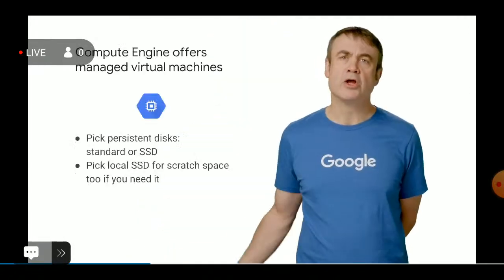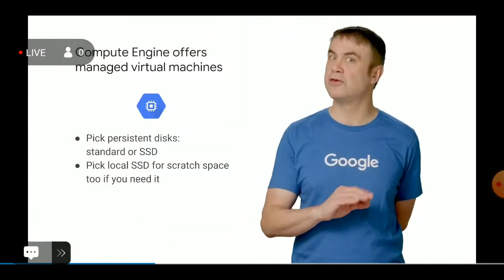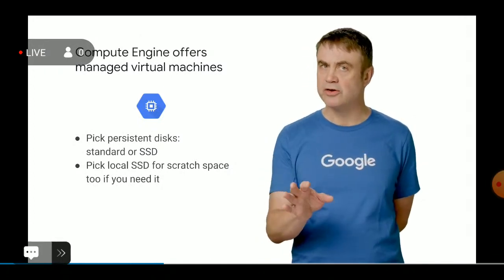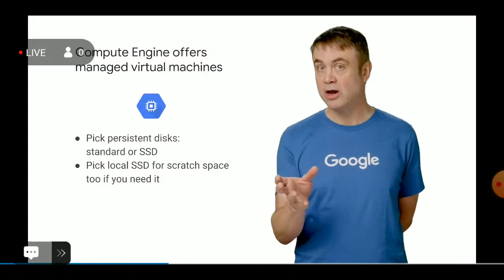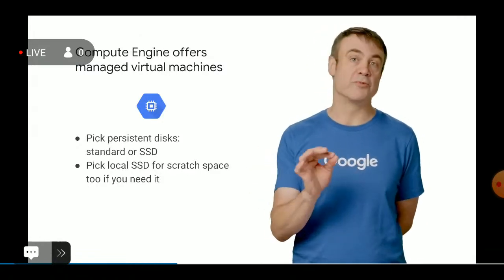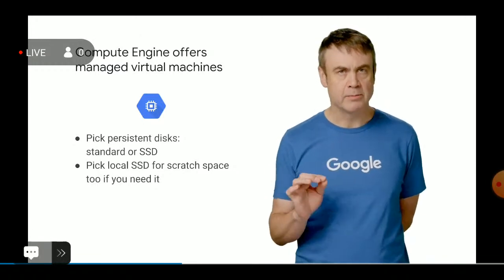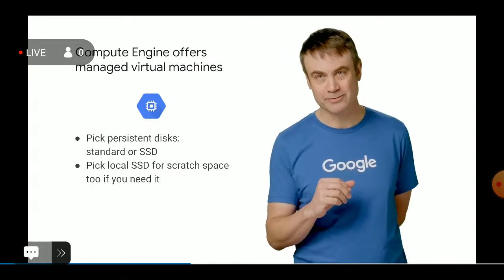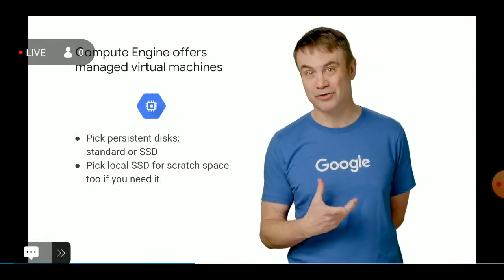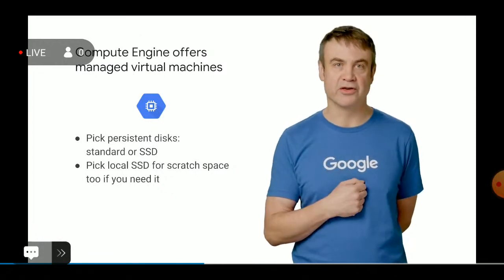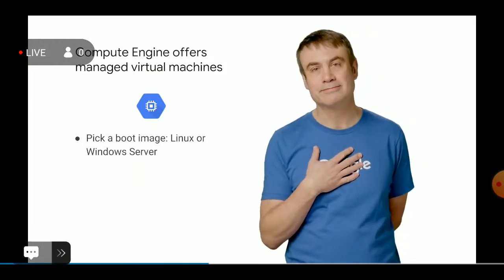Just like physical computers need disks, so do VMs. You can choose two kinds of persistent storage, standard or SSD. If your application needs high-performance scratch space, you can attach a local SSD, but be sure to store data of permanent value somewhere else, because local SSD's content doesn't last past when the VM terminates. That's why the other kinds are called persistent disks. Anyway, most people start off with standard persistent disks, and that's the default.